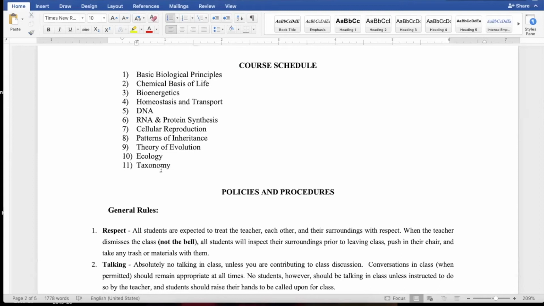The course schedule, what you are going to go through this school year. We are going to talk about the basic biological principles. Basically, what is biology? The chemical basis of life. That's right, guys, some chemistry in biology. Bioenergetics, energy in biology, homeostasis and transport, DNA, RNA, protein synthesis, cellular reproduction, patterns of inheritance, theory of evolution, ecology, and taxonomy.